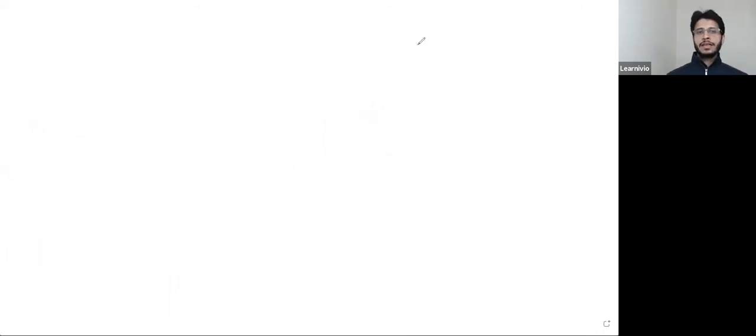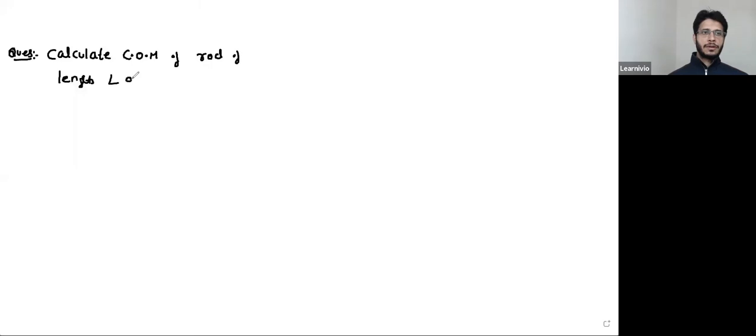So let's do one example on this concept. Let's calculate center of mass of a rod of length L and mass M. So rod is a discrete distribution of particles, or is it a rigid body?